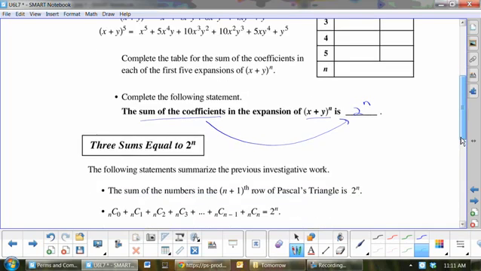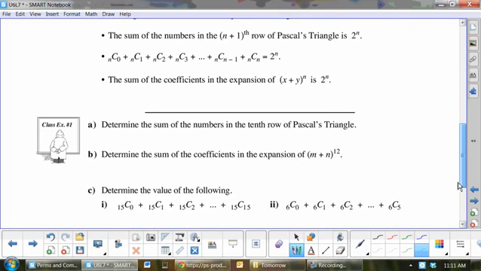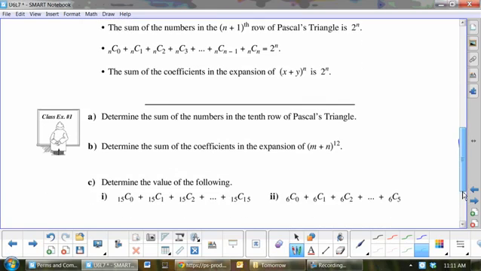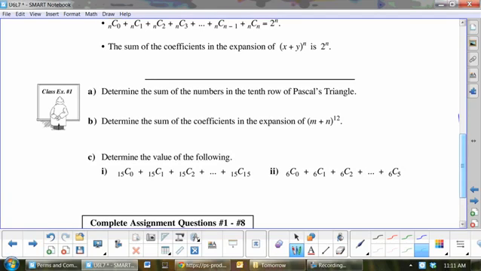Okay. Now, let's go down to just do example 1. What is the sum of the numbers in the 10th row of Pascal's triangle? Very, very simple question, unless you don't know the stuff you need to do this. In the 10th row would be 2 to the what? 2 to the 9. Good.